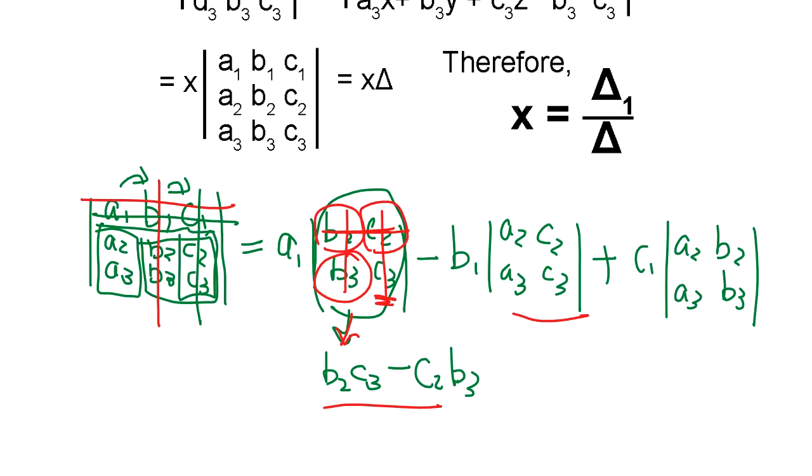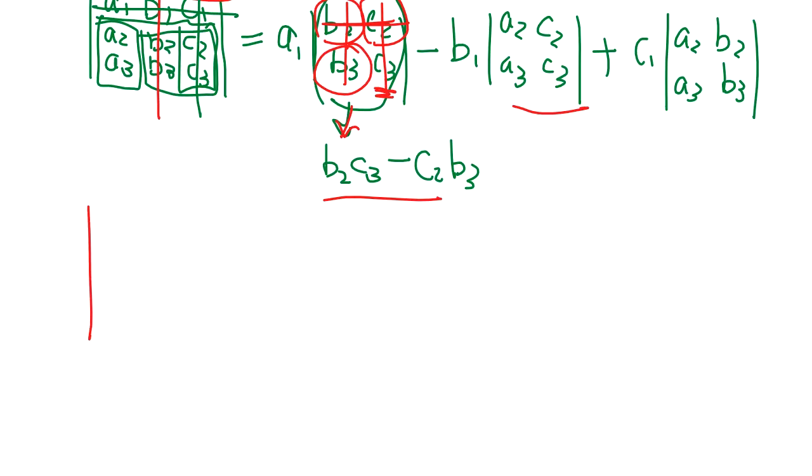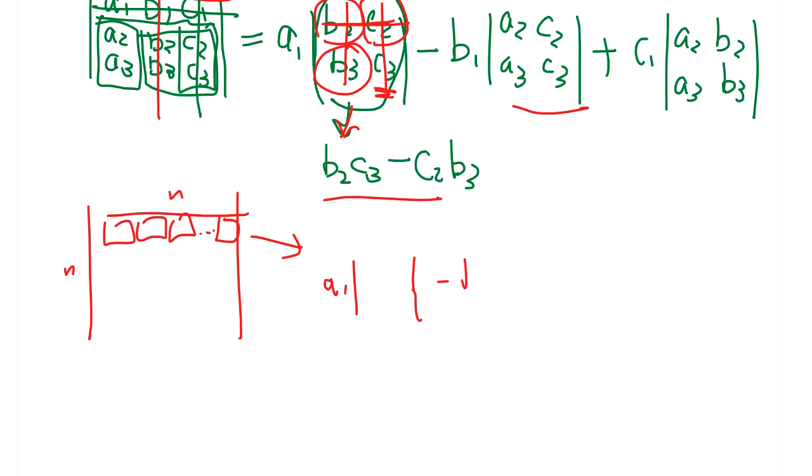So basically, if you have an n by n determinant, we can break it down by one column and break this one down again and again. So any kind of array can be broken down into the regular expression.